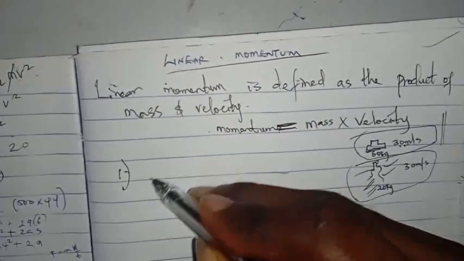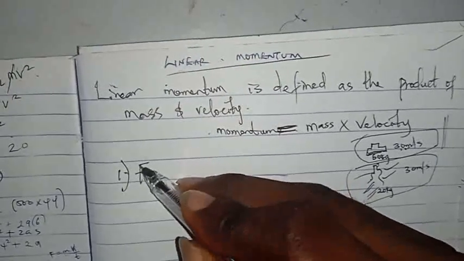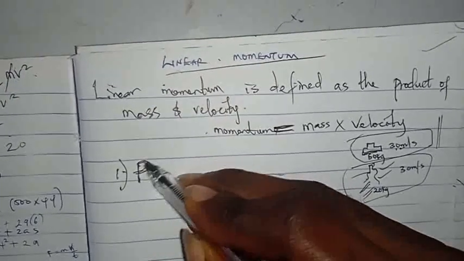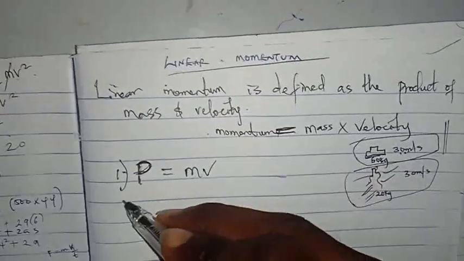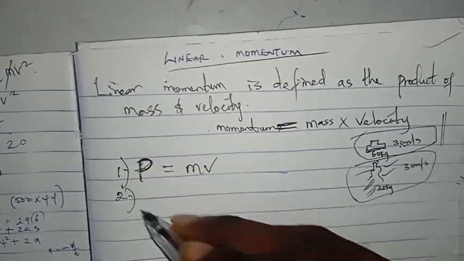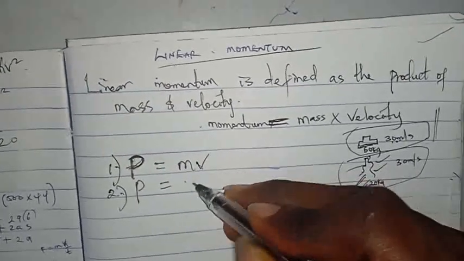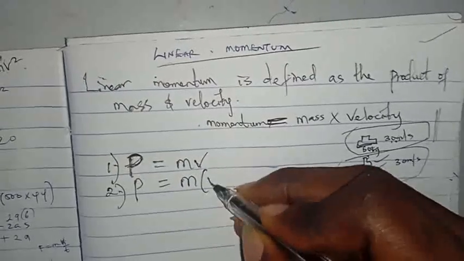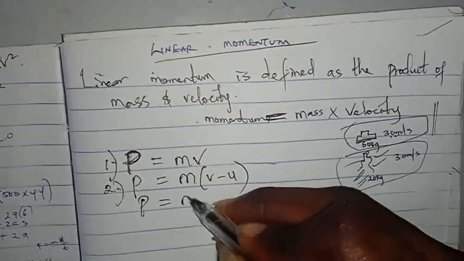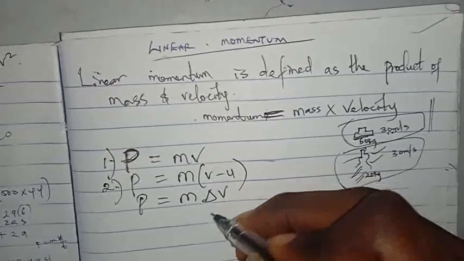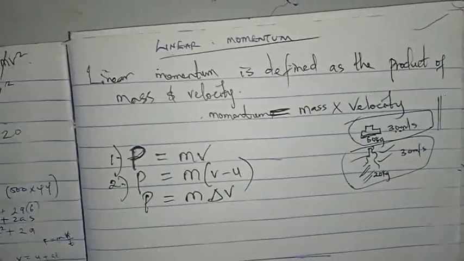The first one is your ability to get the formula of momentum. I will represent momentum with P equals mv. Then your ability to know that this velocity, if it's not given as just one, it can be v minus u, that is change in velocity. So we can say that momentum is mass times change in velocity. So you need to know this. These are the first two things you need to know.